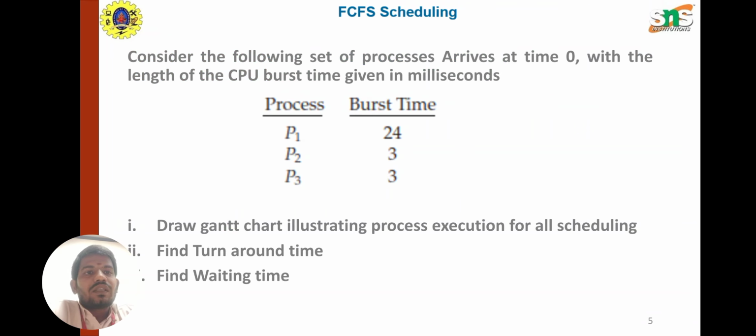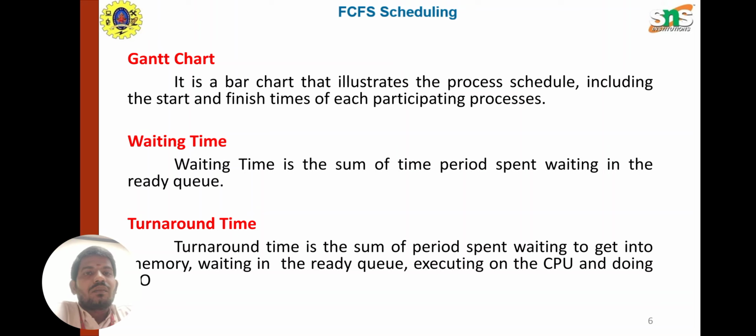Consider the following set of processes P1, P2, P3 with burst times 24, 3, 3. We have to draw the Gantt chart and find the turnaround time and waiting time. A Gantt chart is a bar chart that illustrates the process schedule, including the start and finish time of each participating process. The waiting time is the sum of the time periods spent waiting in the ready queue. The turnaround time is the sum of periods spent waiting to get into memory, waiting in the ready queue, executing on the CPU, and doing input output.